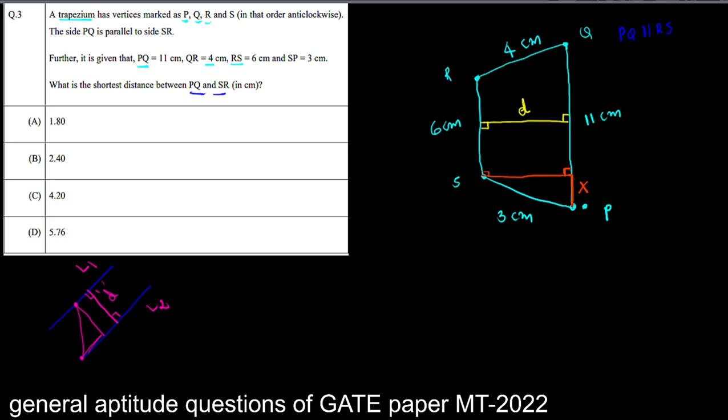In the same way, I can also do the same thing for the top figure. So let's draw again the horizontal line from this point R toward this PQ. So now again this angle is 90 degrees. So now again we know the hypotenuse. Simply again we have to find this distance.